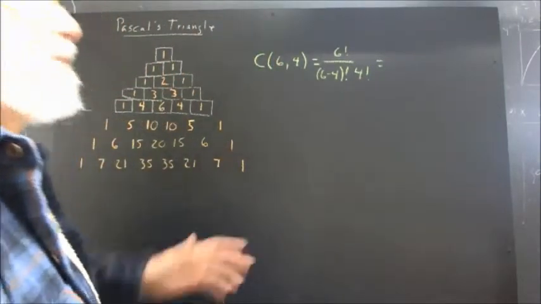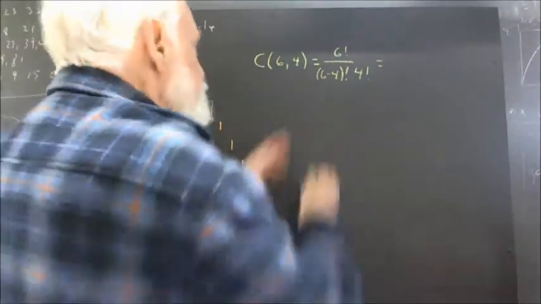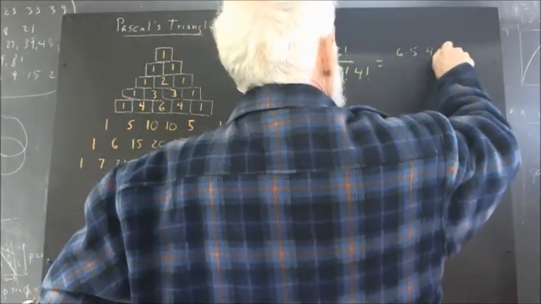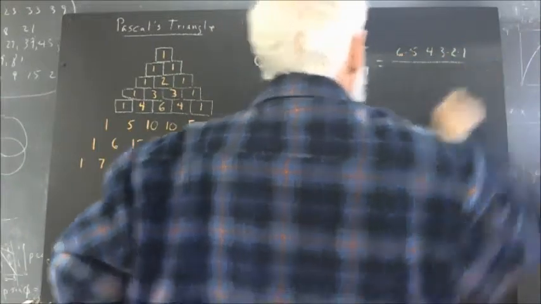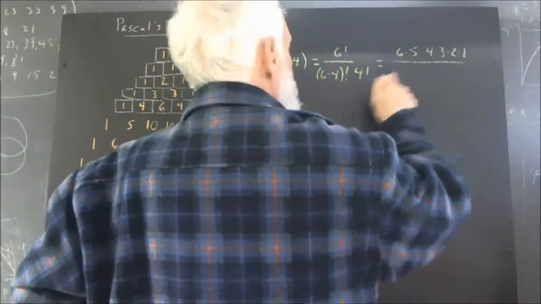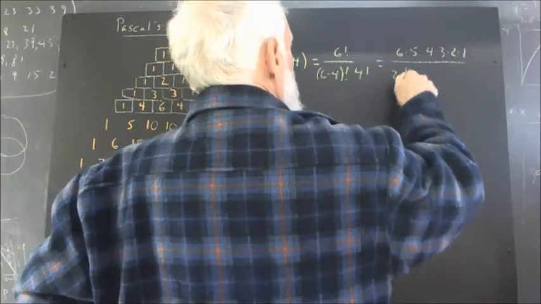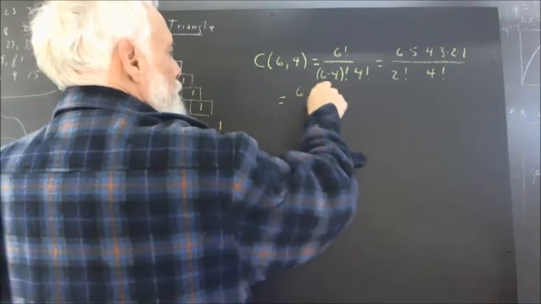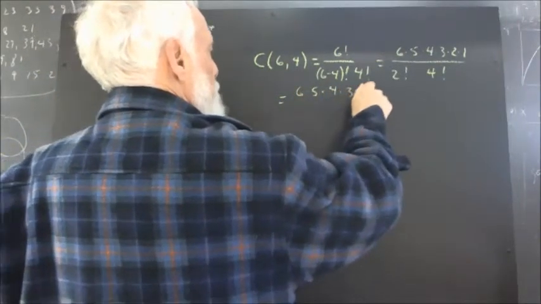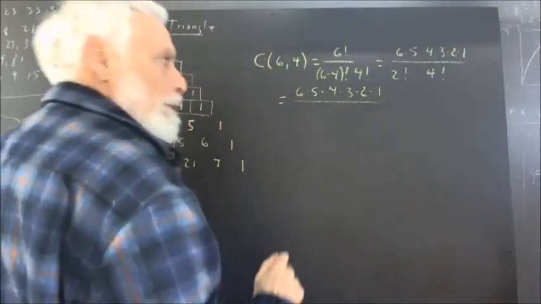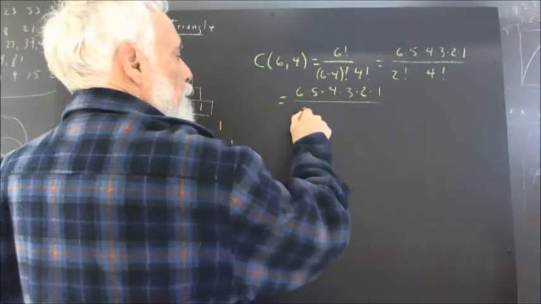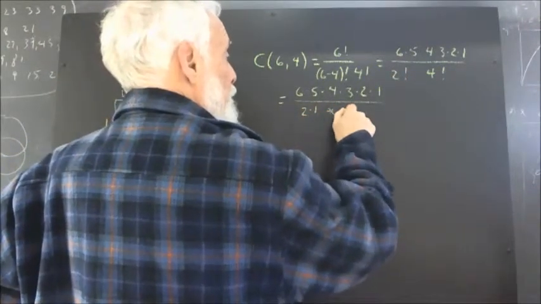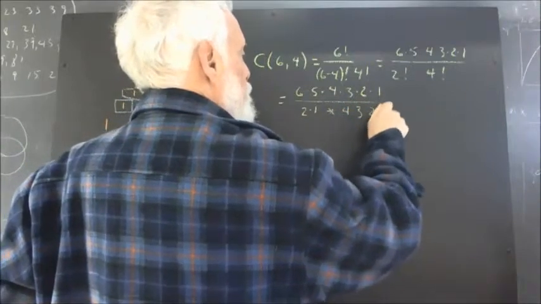Now we should all be able to simplify this, but just to be sure, I'm going to go ahead and write it out. 6 times 5 times 4 times 3 times 2 times 1. 6 minus 4 is 2. So I'm going to write out 2 factorial and 4 factorial, so we don't try to do too much at once. It means I'm going to have to write all these numbers again, but it won't hurt me. Then we have over 2 factorial, which is 2 times 1, multiplied by 4 times 3 times 2 times 1.